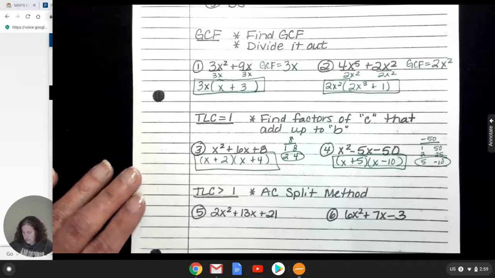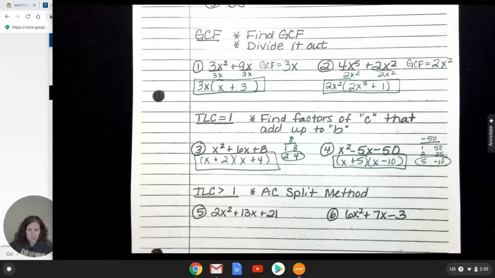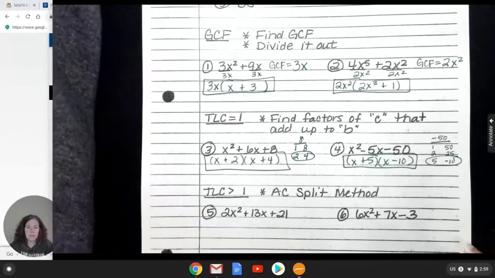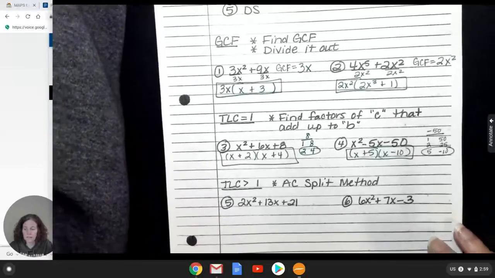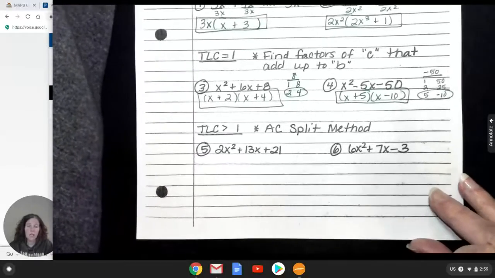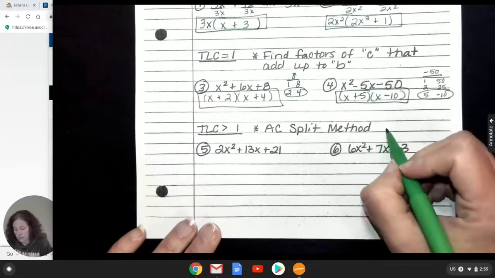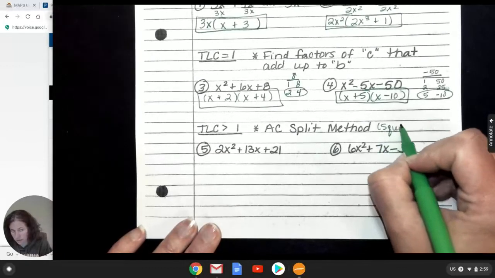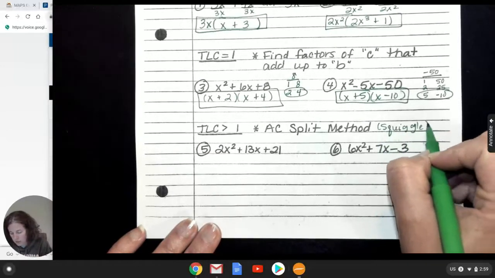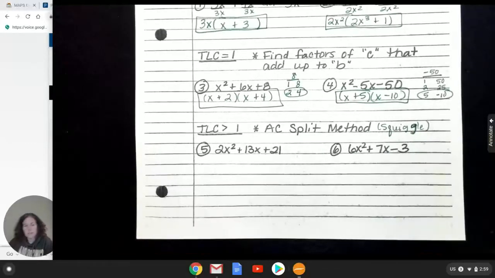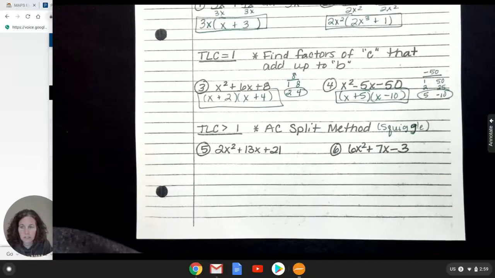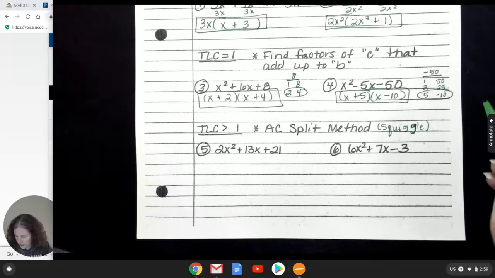All right, TLC is greater than 1. This is the one that the steps are kind of so big that I could not put them on our sheet. But we call it the AC split, and then we added squiggle method. And you should still have these in your notes. Hopefully you guys got your notebooks home. And I'll do these two examples so that you can kind of remind yourself how it works.